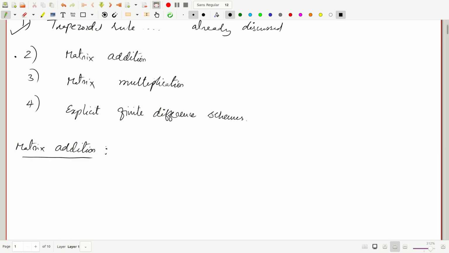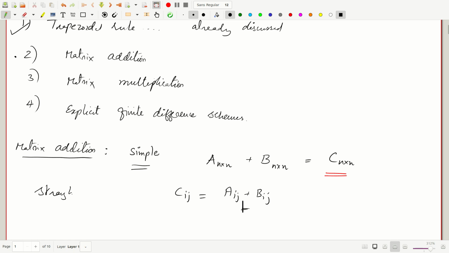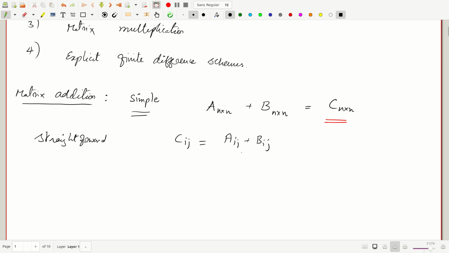Matrix addition is quite simple, whether in the context of shared memory or distributed memory. Let's assume for simplicity we have two square matrices, A of size n by n and B of size n by n. If we were to add them, we just have to add element by element and obtain the values in the final matrix C. So C of ij equals A of ij plus B of ij. This is very simple and straightforward, because all we have to do is add these elements one by one.